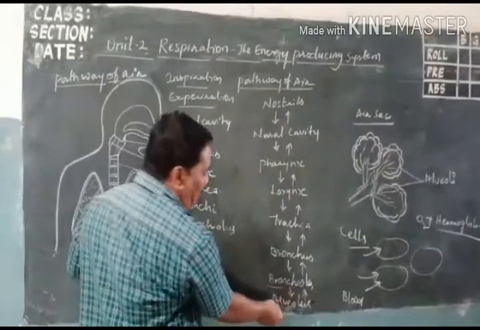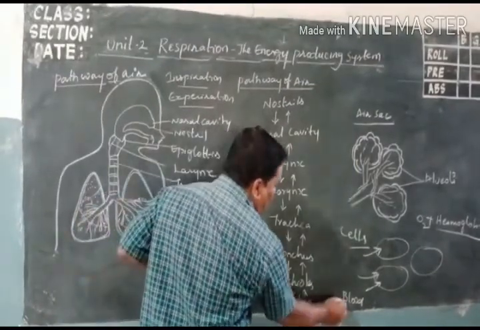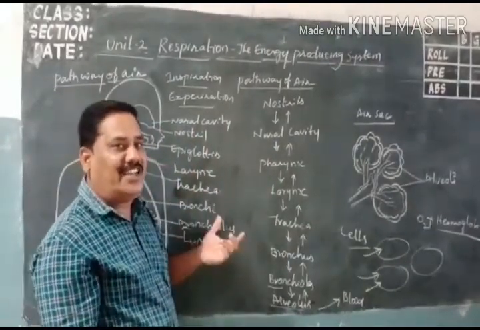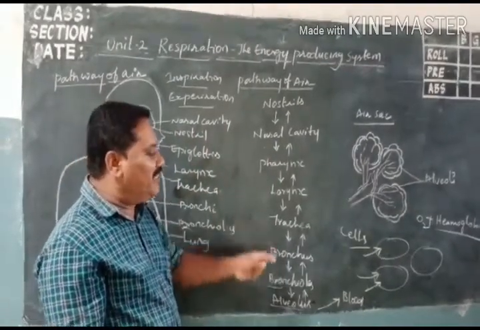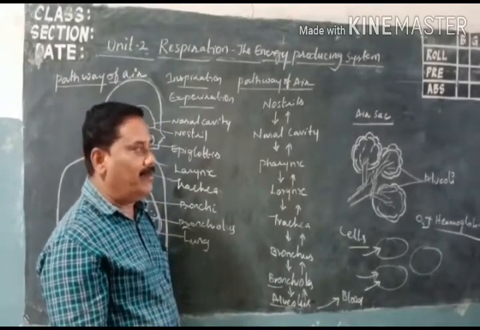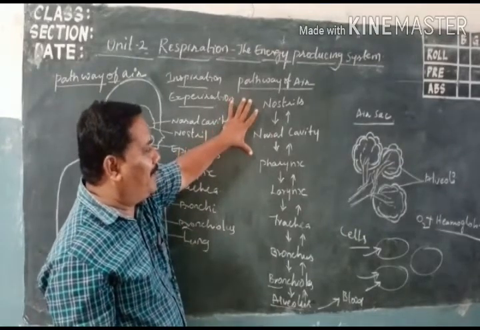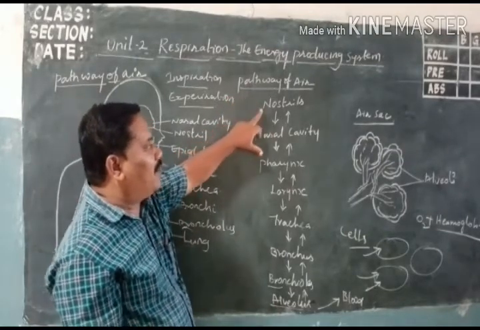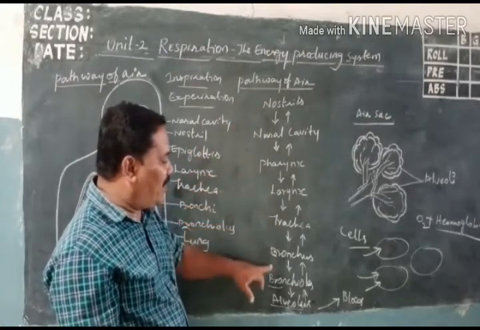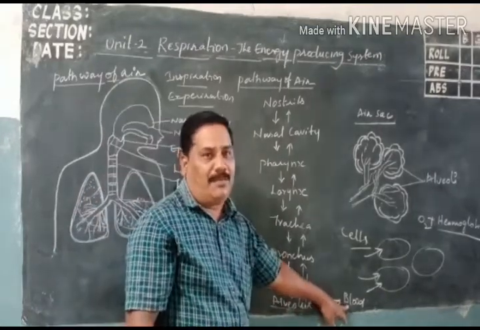In the alveoli, the air mixes into the blood. What does the blood contain? Oxygen. That is why this blood is called oxygenated blood. So this is the pathway of the air. Once again, repeat the pathway of the air: nostril, nasal cavity, pharynx, larynx, trachea, bronchi, bronchioles, alveolus and blood.